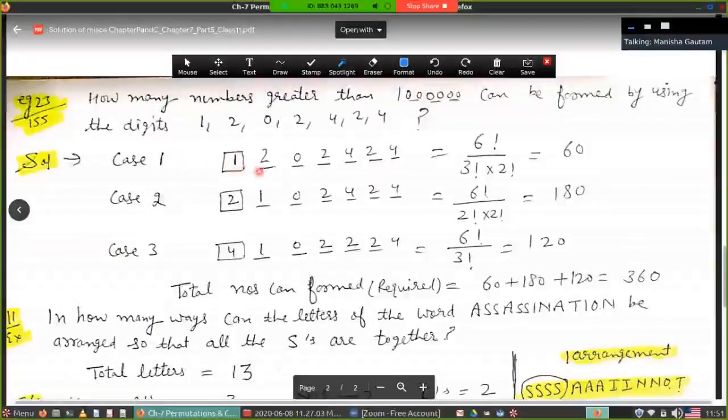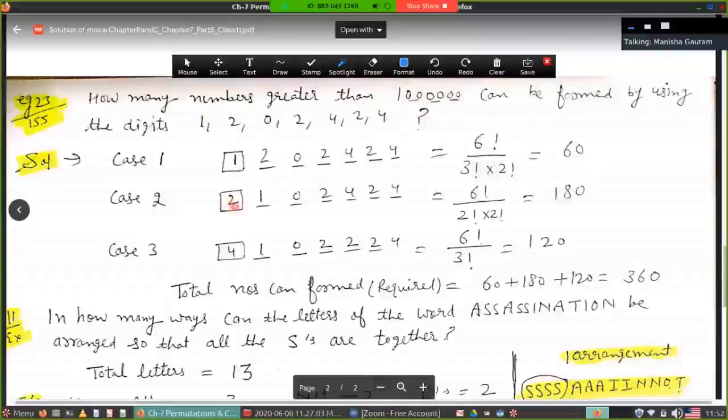Case 1 is this one. Other digits are placed as they are given. Only 6 places you have to fill by taking the other 6 digits. So how many ways are there? When you fix 1, then 6 factorial upon repetition of 2, 3 times, divided by 3 factorial, repetition of 4, 2 times, 2 factorial. 6 factorial upon 3 factorial into 2 factorial, getting 60.